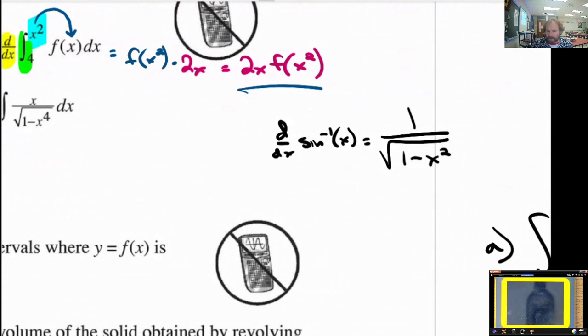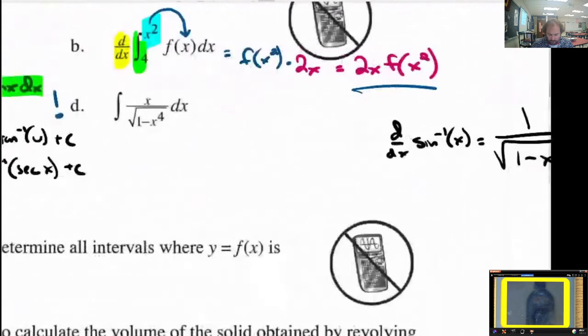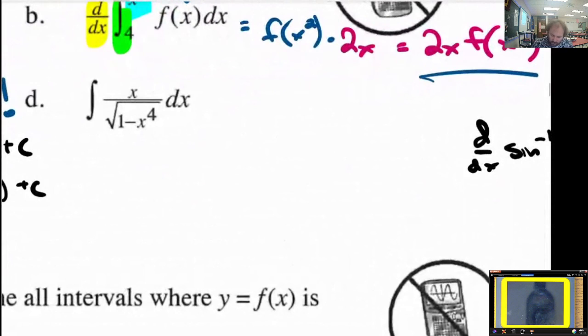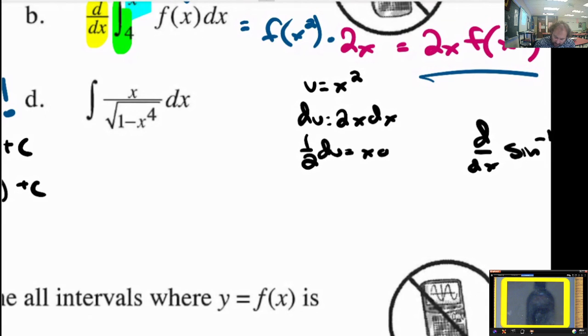We have kind of a u substitution thing happening here too, as if it wasn't tough enough. What we're going to do is call u equal to x squared, and then du is equal to 2x dx. In this case, that means that 1/2 du is equal to x dx. And there's your u substitution. X dx is right there. And this right here is not quite a perfect one-to-one, but that is u squared.